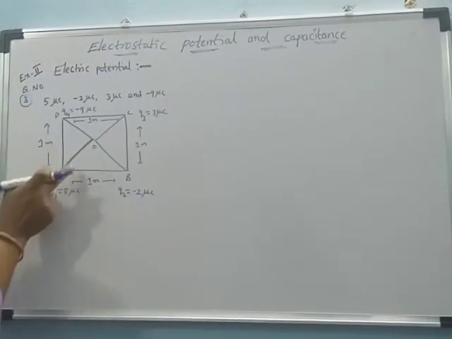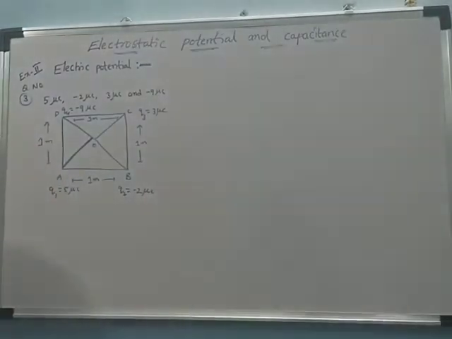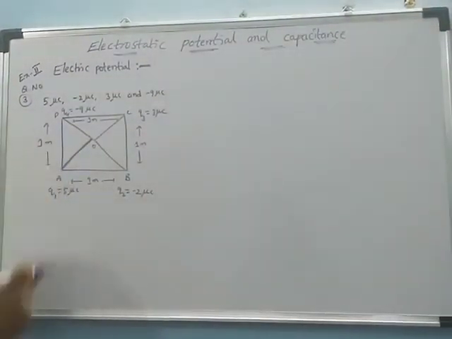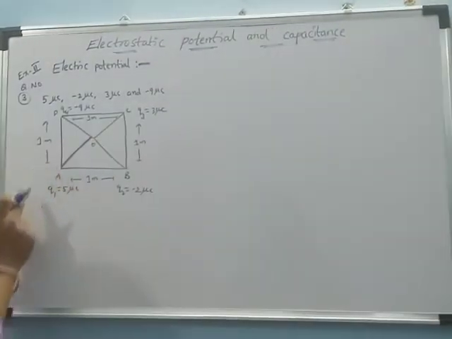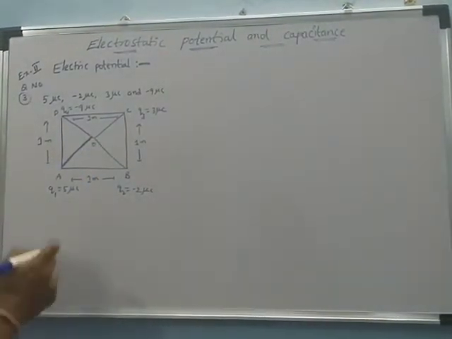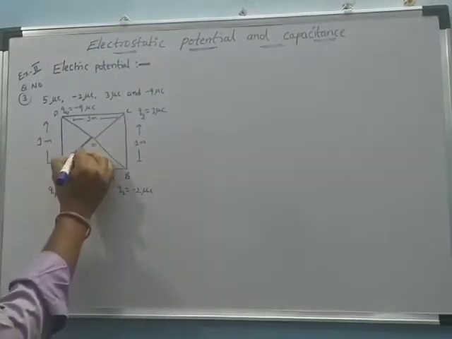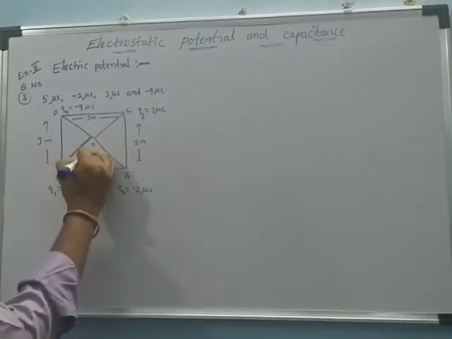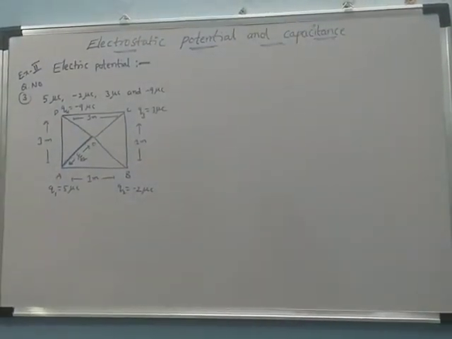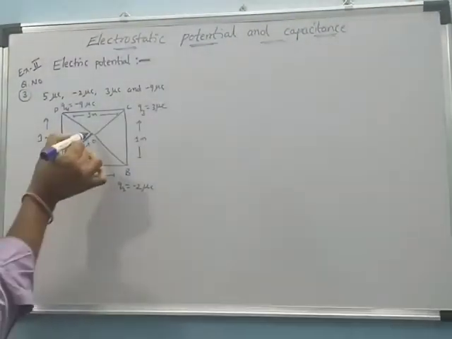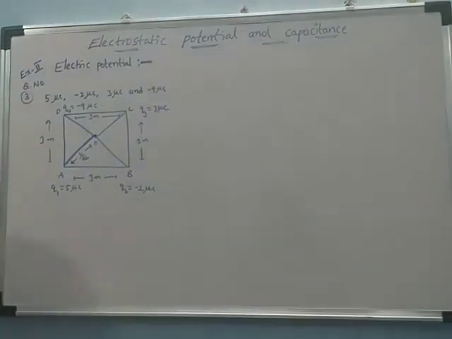Apply the Pythagoras rule: side squared plus side squared is equal to hypotenuse squared. So 1 squared plus 1 squared is equal to hypotenuse squared, which gives root 2. Half of root 2 is the distance, which is 1 by root 2. With this we can find the net electric potential at the center of the square.